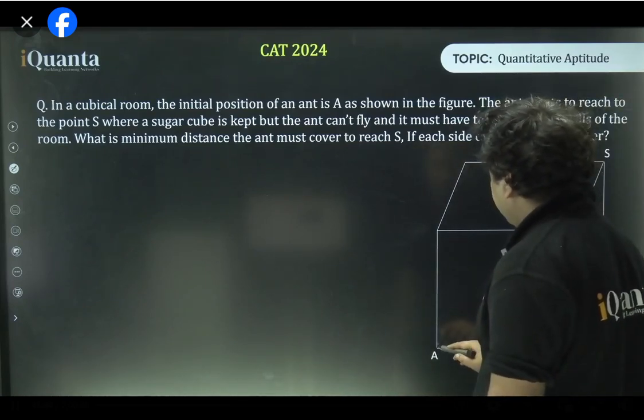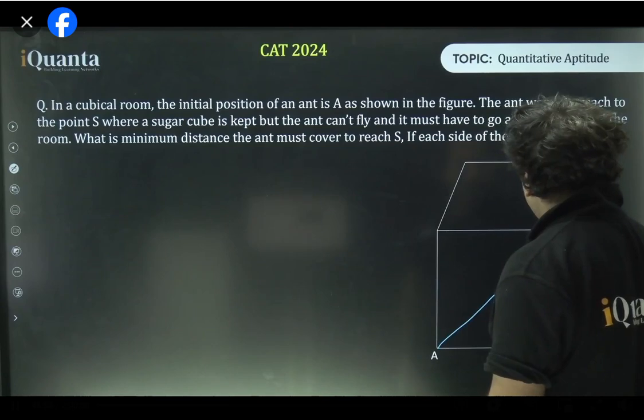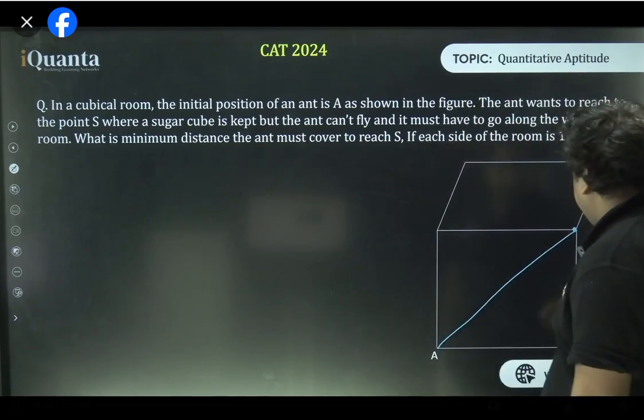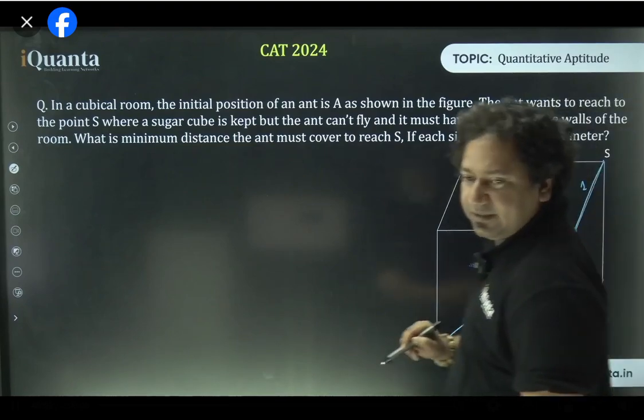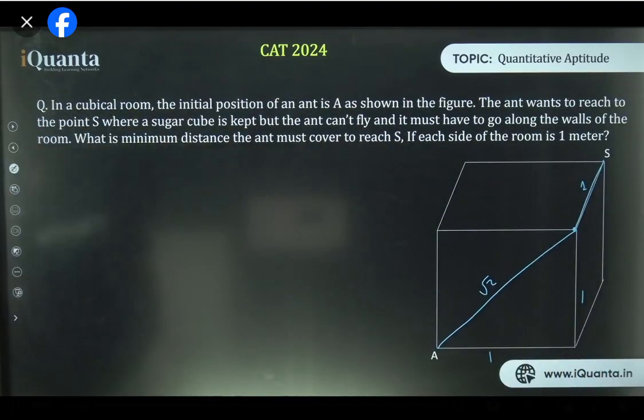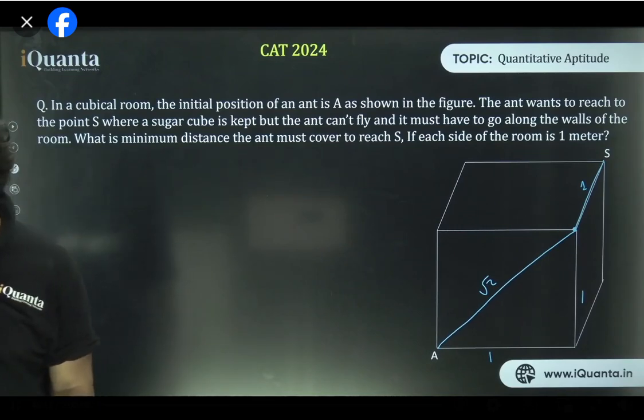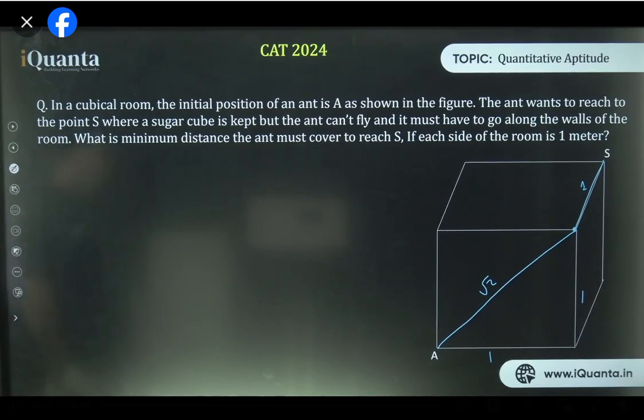Okay, ant was sitting over here. ऐसे गई होगी. Because the sides are 1 meter each, by Pythagoras theorem there is root 2, and then it must have traveled here. So 1 plus root 2 is the answer, right? That's how you guys must have done, isn't it? Yes or no? And you know what? I'm surprised to see that all of your answers are wrong.